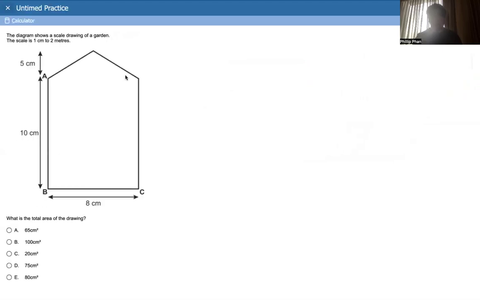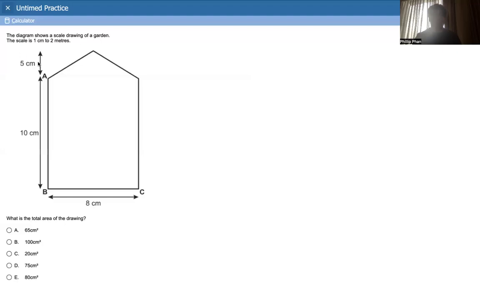So let's have a look at this first question. This diagram is showing a scale drawing of a garden. The scale is 1 centimeter to 2 meters. What's the total area of the drawing? Okay, this is pretty simple. For this one, this is just a case of mental maths. In this case, we can combine looking at this with the answer options.